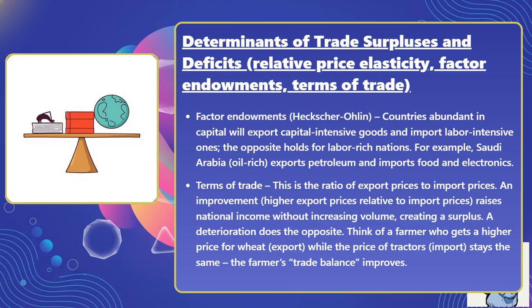Terms of trade. This is the ratio of export prices to import prices. An improvement, higher export prices relative to import prices, raises national income without increasing volume, creating a surplus. A deterioration does the opposite. Think of a farmer who gets a higher price for wheat export while the price of tractors import stays the same. The farmer's trade balance improves.